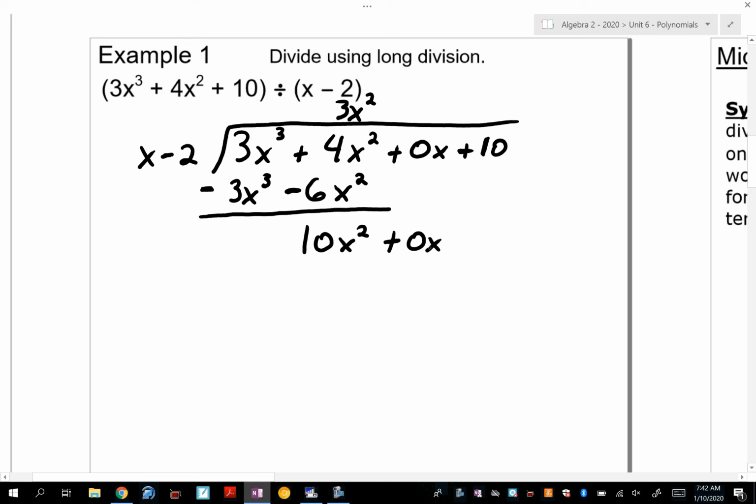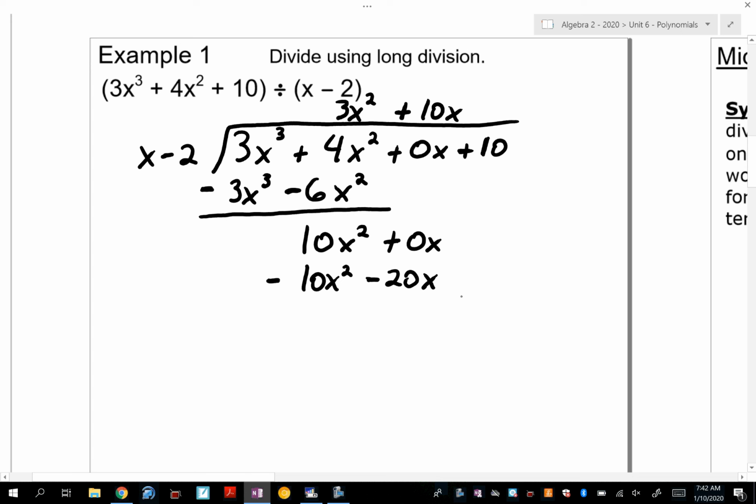and repeat the process. How many times does x go into 10x squared? Well, let me say it the other way. What am I going to write up here that when I multiply by x, I get 10x squared? 10x. There we go. We're starting to get it. So plus 10x. So that's going to be 10x squared. And what is 10x times negative 2? Negative 20x. Okay, I'm going to subtract again.